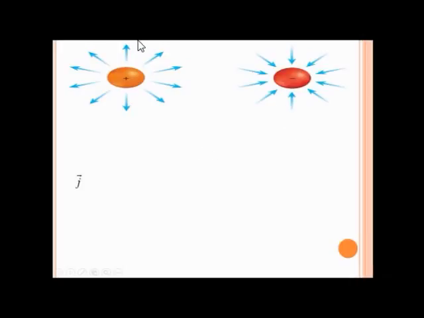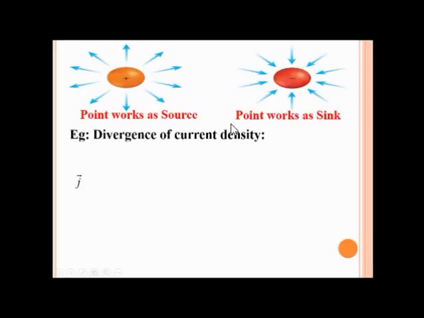Now you can see we have already seen these types of structures in physics, in electrostatics. So this point works as a source from which all the elements are going out, and this point works as a sink from which all the elements are getting in. That is, this shows the direction of the divergence of current density. These elements are nothing but the current elements, so this shows the divergence of current density.